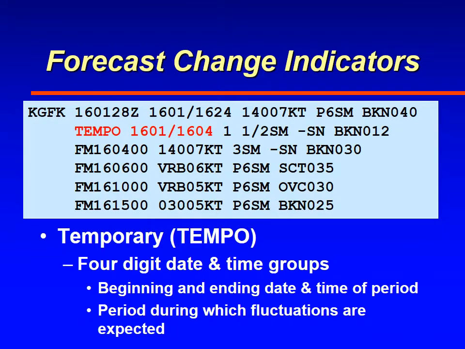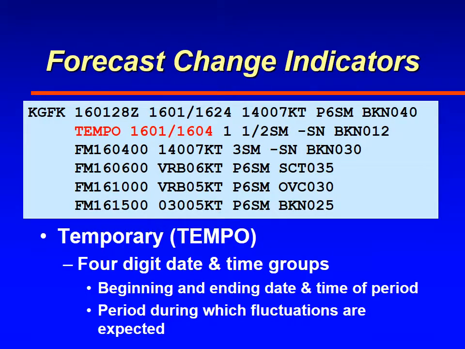And the beginning time, of course, the first 4 numbers, indicates the date and time that the temporary fluctuations are expected to start. Then the slash, and after the slash indicates the time when the temporary fluctuations are expected to end. So in this case, there is a 3-hour period from the 16th day at 1 Zulu to the 16th day at 4 Zulu. 3 hours. During those 3 hours, they expect the weather conditions perhaps to go down to 1 1/2 statute miles visibility with light snow and broken clouds at 1,200.